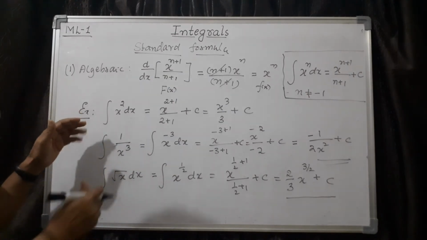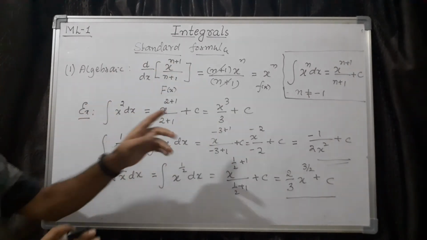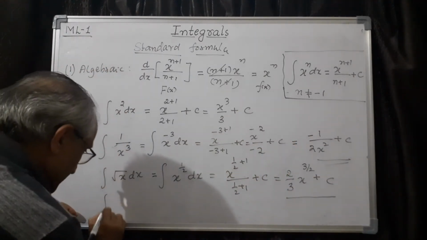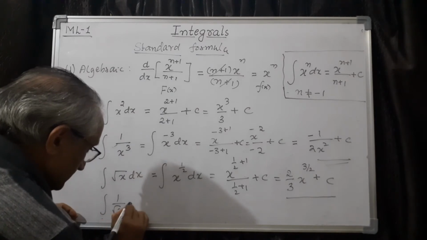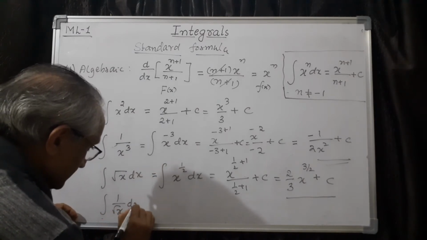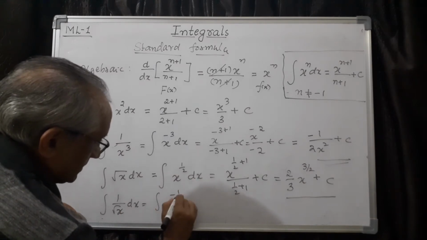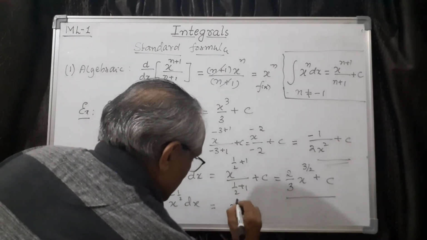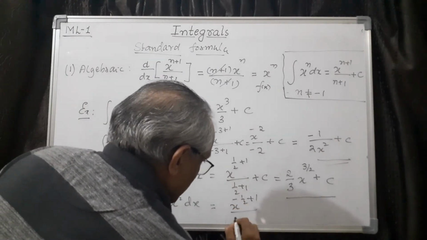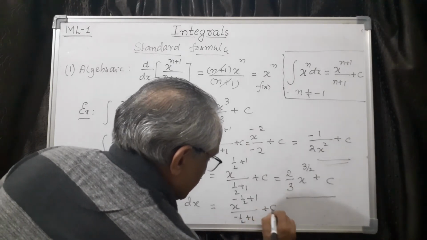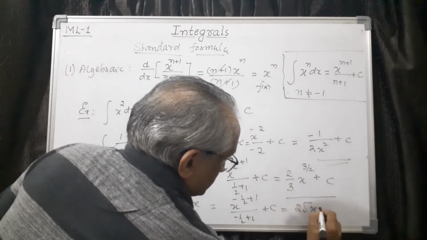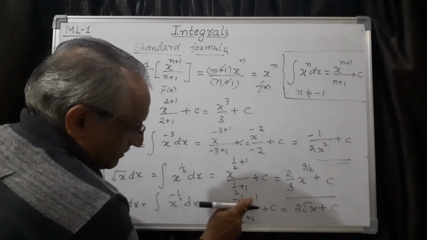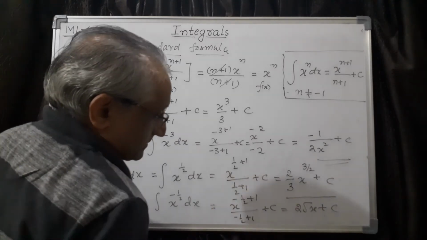So like this you can use this formula except n equal to minus 1. For example, it can be 1 by root x also. See, 1 by root x dx. This will be x power minus half dx, and for this you can use the formula. This equals x power minus half plus 1 by minus half plus 1 plus c. This is 2 root x plus c, because minus half plus 1 is 1 by 2, so 2 goes here. x power minus half plus 1 is x power half, and x power half is root x. So this is the answer.